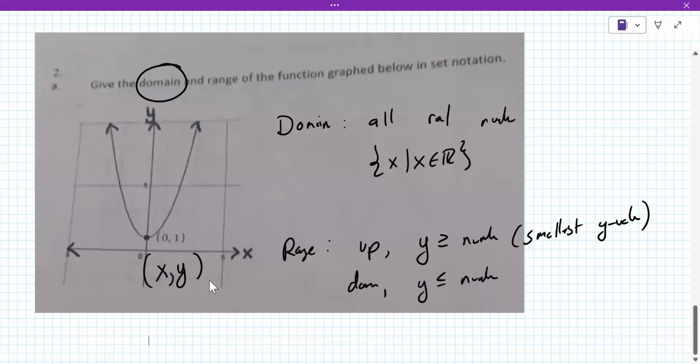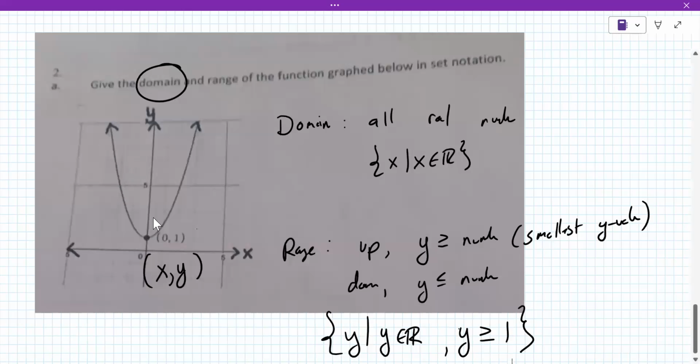So the smallest y value this takes on is 1. So in your problem here, y has to be greater than or equal to 1 because it's the smallest y value, and it's everything that goes up from there. Okay. So you still have y such that y is in the real numbers.